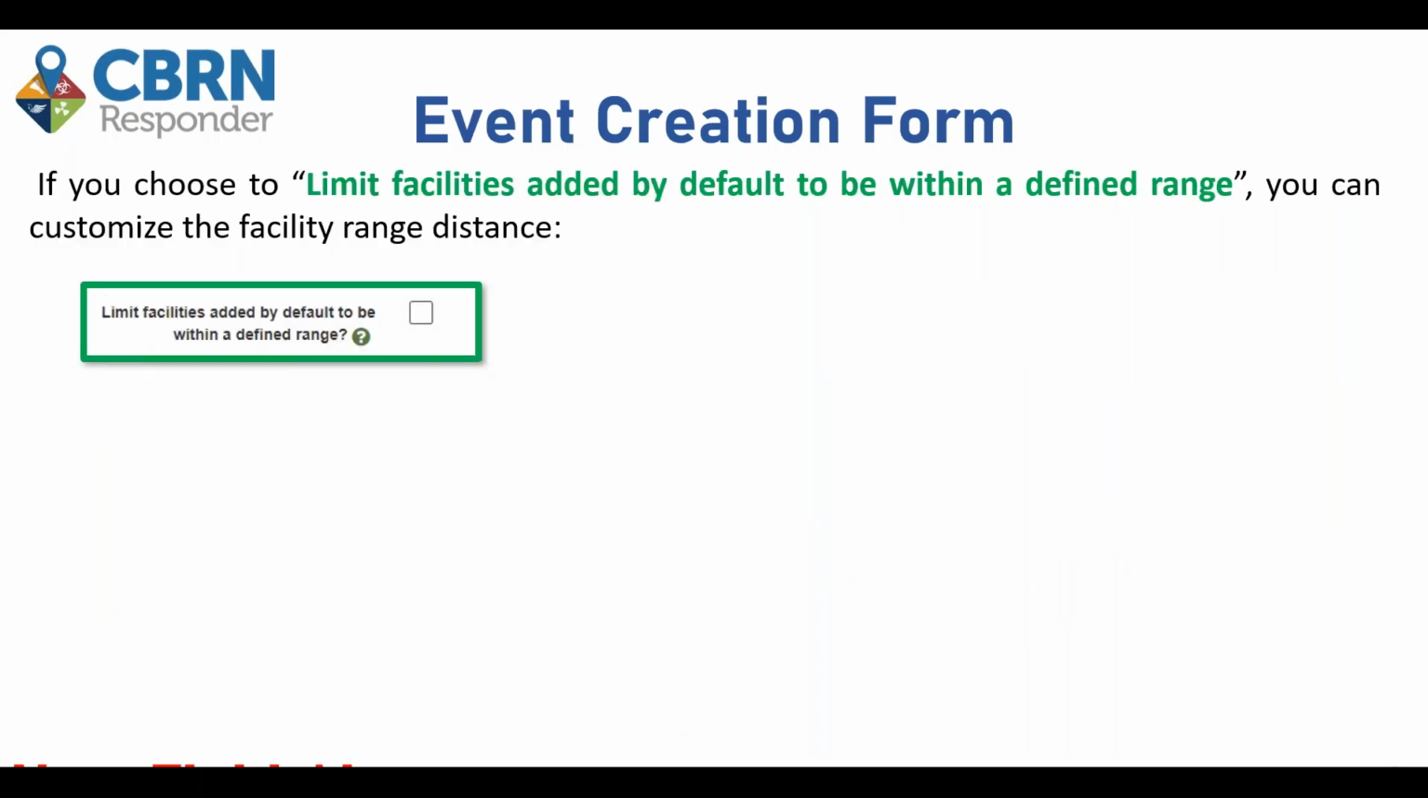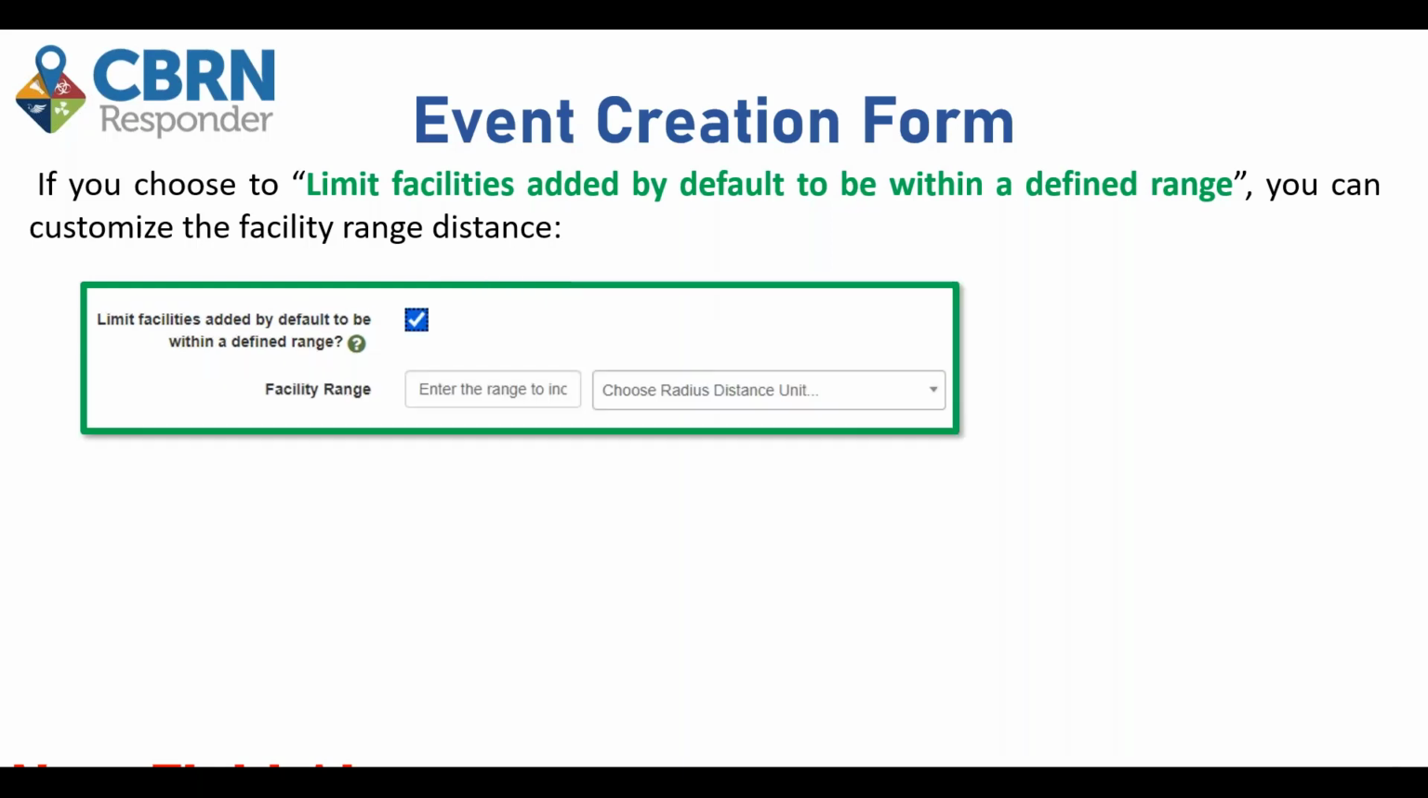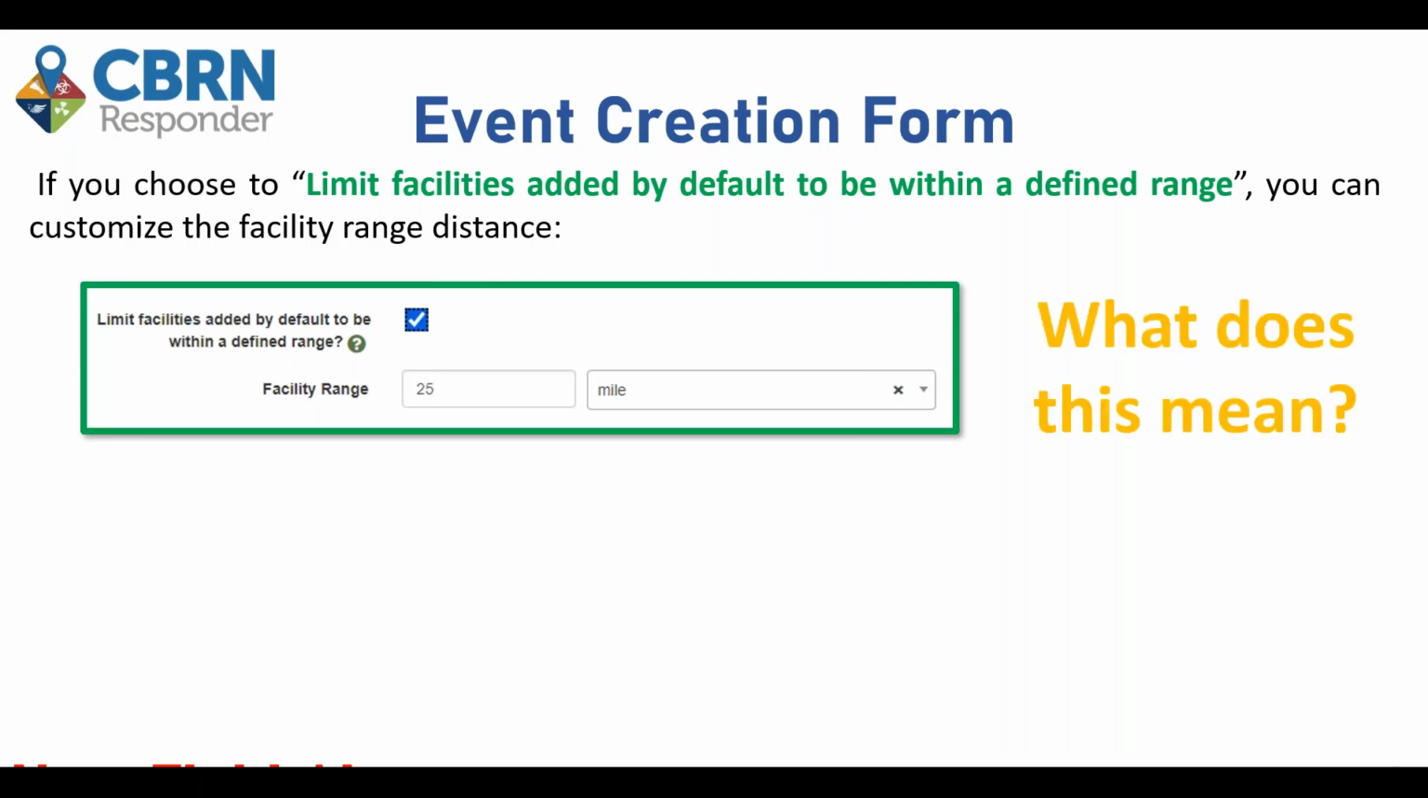And then a little more on the facilities one. So you can customize this range. Here, if I check it off, an additional 2 fields will open with a number field where I can enter in the value, and then I can select the unit as well. So here, I want the range to be 25 miles.